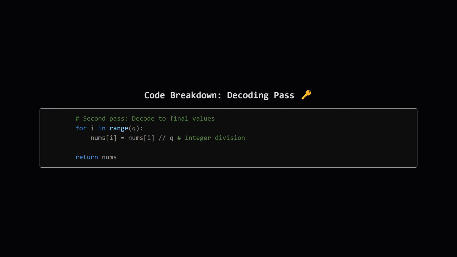After the first loop is finished, every number in nums is an encoded value. Now, we need to extract our final answers. That's what the second loop, the decoding pass, does. It's much simpler. We just loop through each index i again. This time, we set nums[i] = nums[i] // q. The slash symbol means integer division. So if nums[i] was, say, original plus answer times q, then dividing by q and taking the integer part just gives us answer. And just like that, nums now holds the final correct values that we wanted, and we did it all in place. Finally, we return the modified nums list.